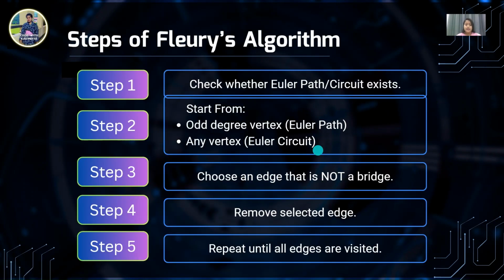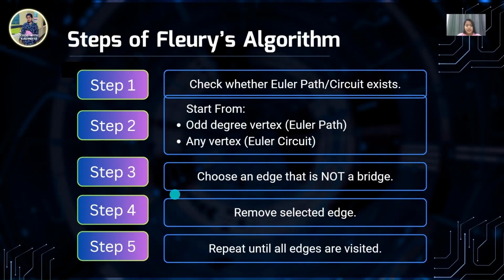Let's learn the algorithm step by step. Step 1. Check whether an Euler path or Euler circuit exists. Step 2. Choose the starting point. If it is an Euler path, start from an odd degree vertex. If it is an Euler circuit, start from any vertex.